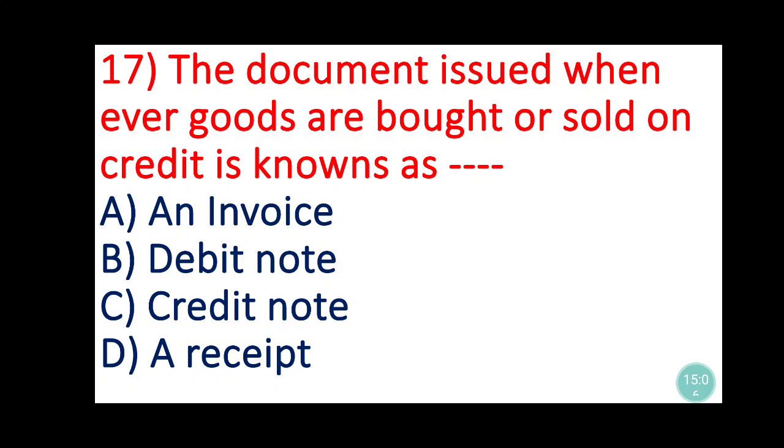17th, the document issued whenever goods are bought or sold on credit is known as, so answer is an invoice. Invoice is issued when the goods are bought or sold on credit. When goods are bought or sold on credit, it is purchase invoice for purchase day book, sales invoice for sales day book.